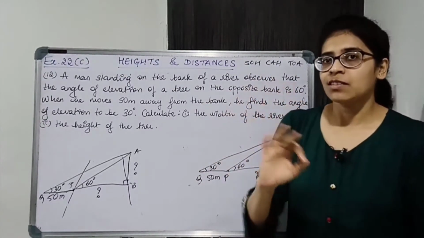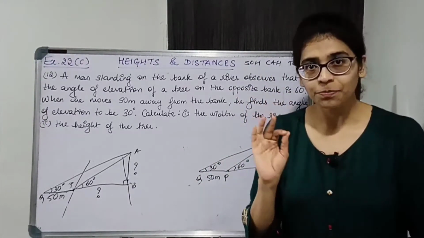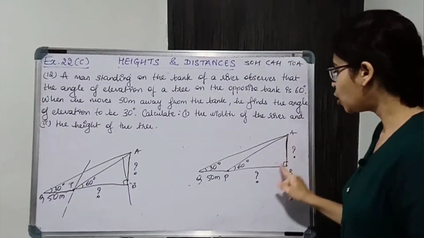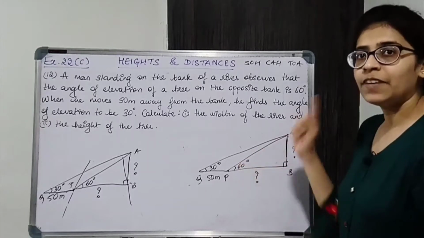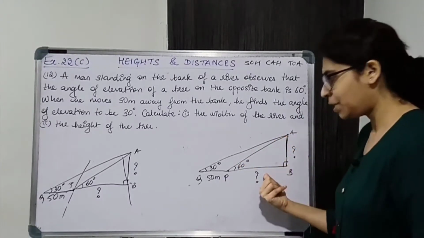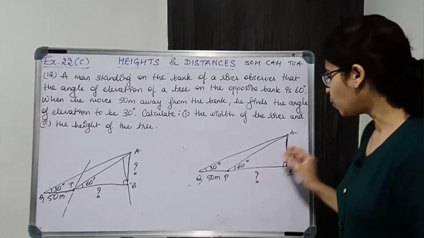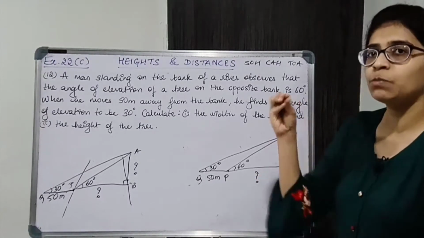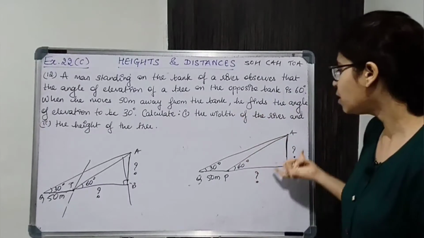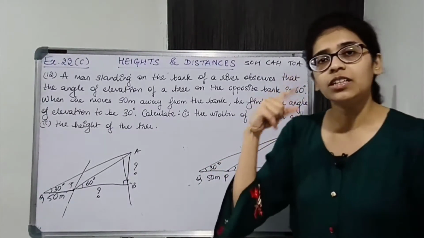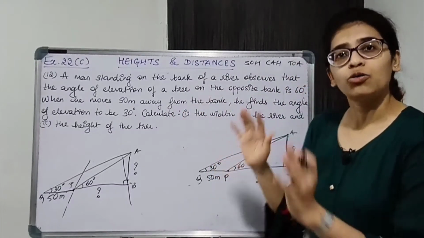We always consider a smaller triangle first. Why do we consider ABP first? ABP is the smaller, because in ABP we will get the relation between AB and PB. We will relate AB and PB. No other information is given here, so we will relate AB and PB, and that relation we will use in triangle ABQ. Okay, so if you are familiar with the earlier sum, you'll know how to solve this.